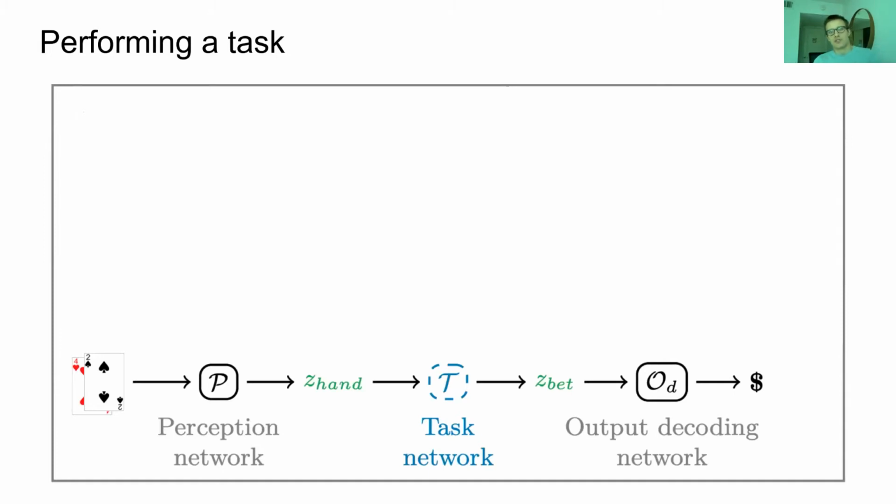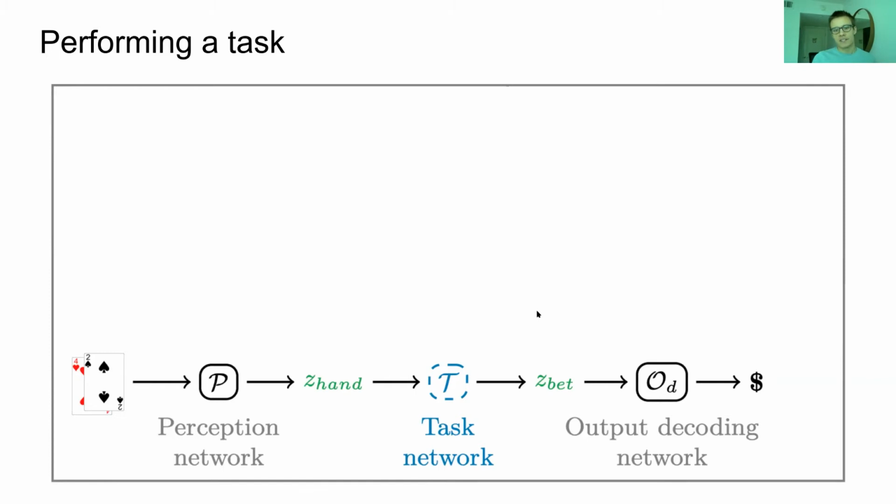Okay, so what does performing a task look like in my architecture? Well, it looks something like this. Imagine that you get a hand of poker cards. You're first going to pass that hand through some sort of perception network, which is going to encode the features of those cards into some representation of the hand. Then you're going to pass that representation through a task network, which is going to decide whether that's a good hand or a bad hand, produce a representation for a bet, and then decode that representation to produce the actual action of betting.